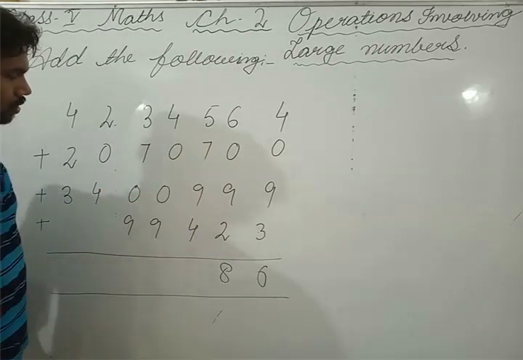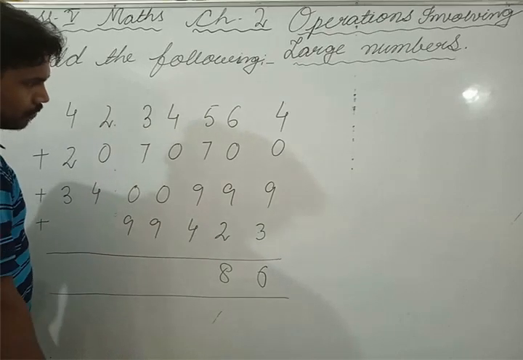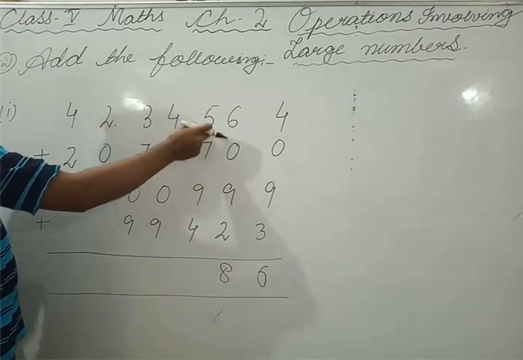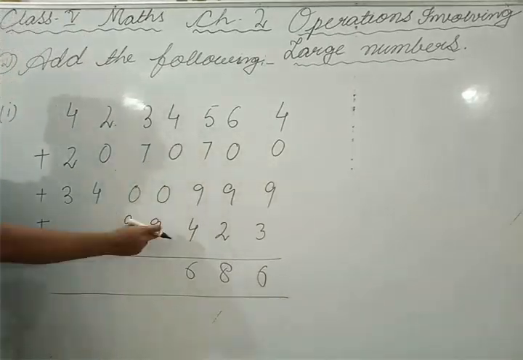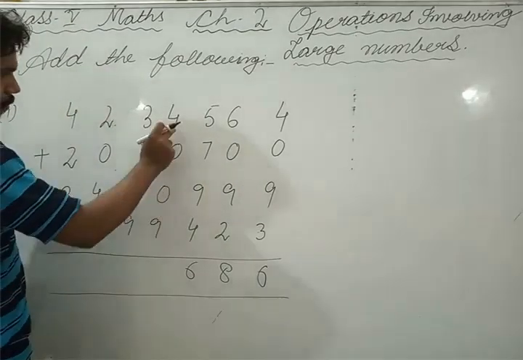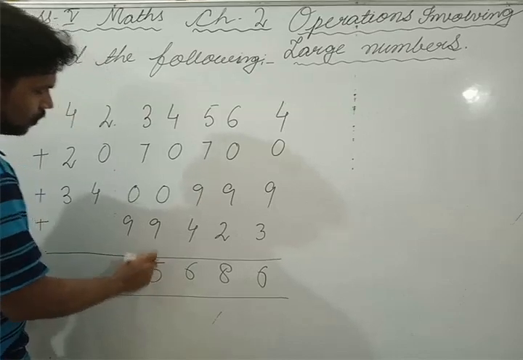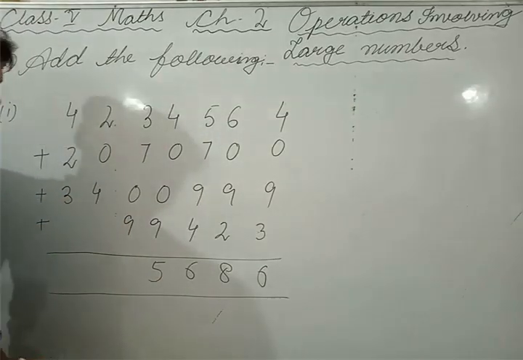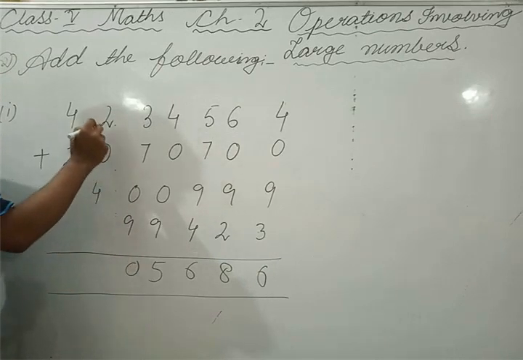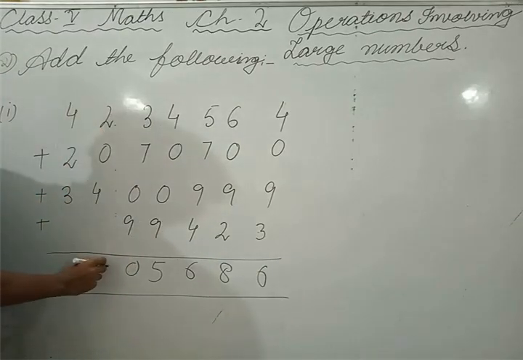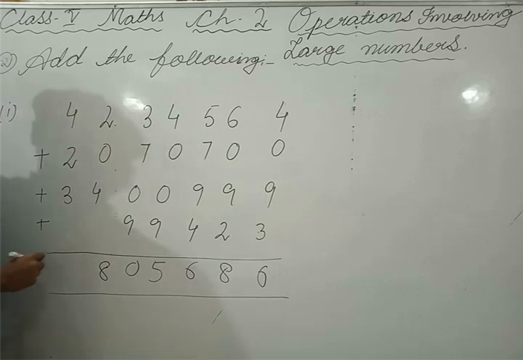17 plus 4 is 21. 21 plus 5 is 26. So 6, 2 carry. 9 plus 2 is 11. 11 plus 4 is 15. 5, 1 carry. 9 plus 1 is 10. 10 plus 10 is 20. So 0, 2 carry. 2 plus 2 is 4. 4 plus 4 is 8. 8. So 4, 6, 9.